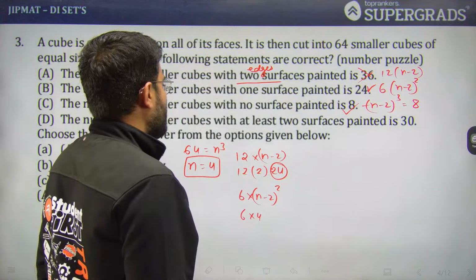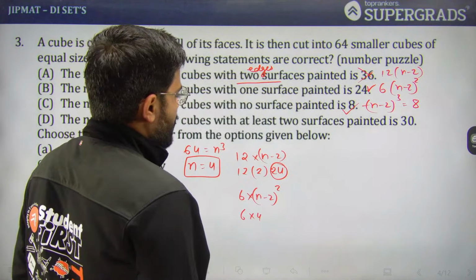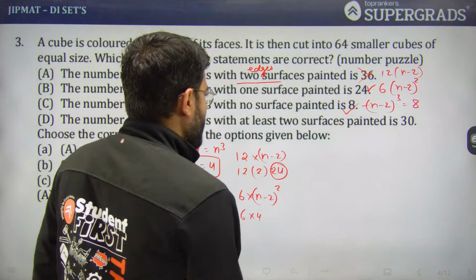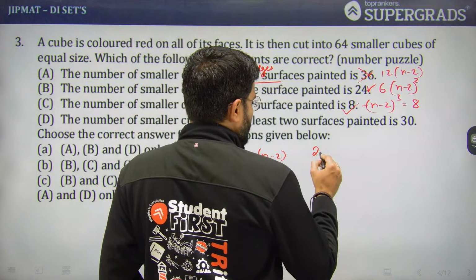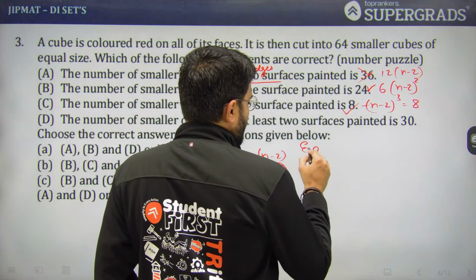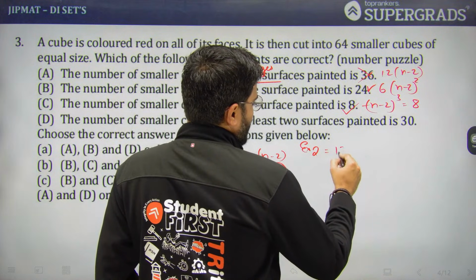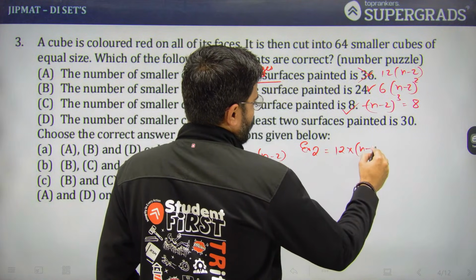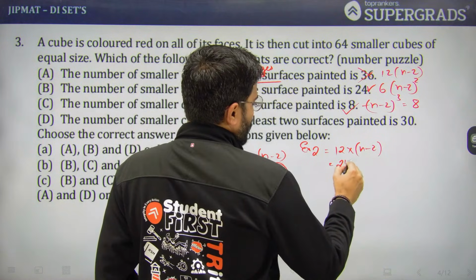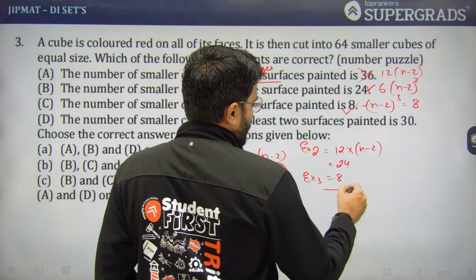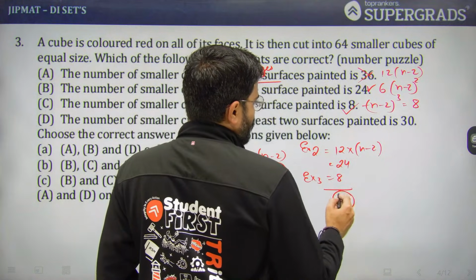The number of smaller cubes with at least two surfaces painted. At least 2 means 2 and 3 surfaces. So first will be exactly 2 painted. Exactly 2 is how much? 12 into n minus 2, which is 24. And exactly 3 is how much? 8. 24 plus 8 is 32. So the answer is 32.